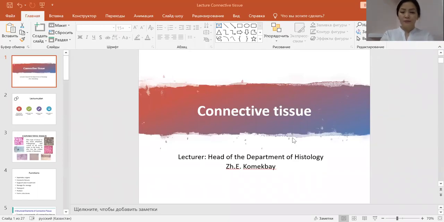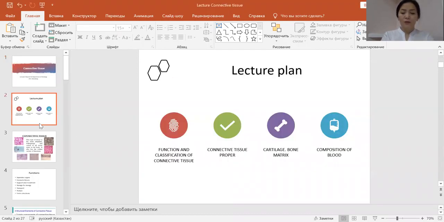Good day, students. Today we should talk about connective tissue, and about the function and the classification of connective tissue: connective tissue proper, cartilage, bone, and blood.